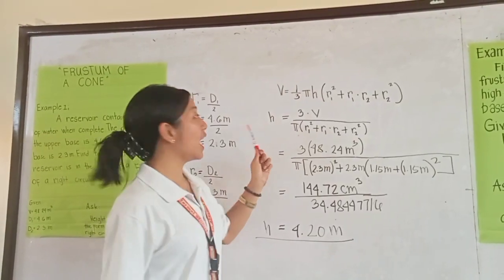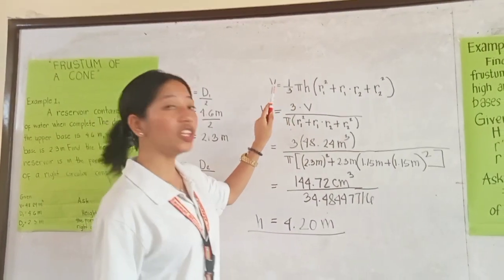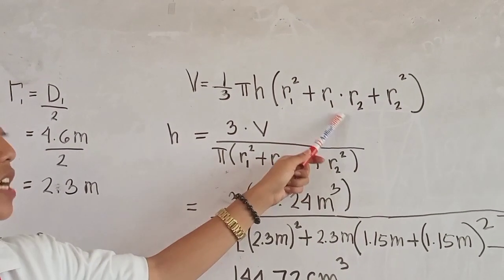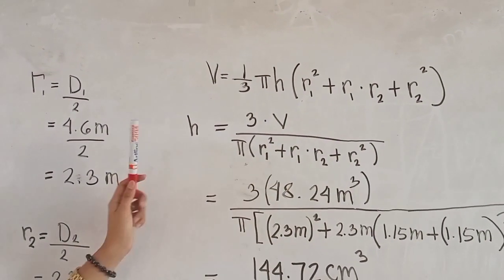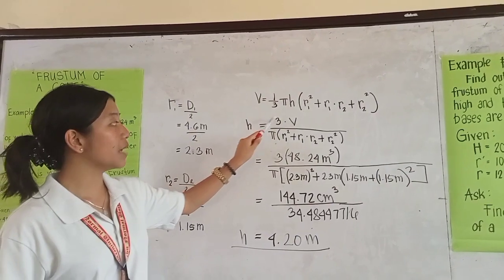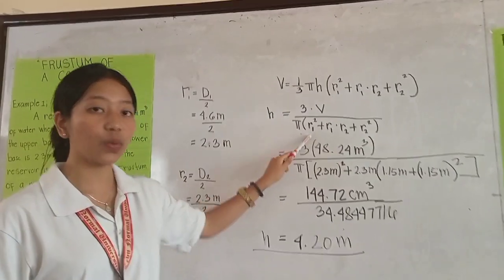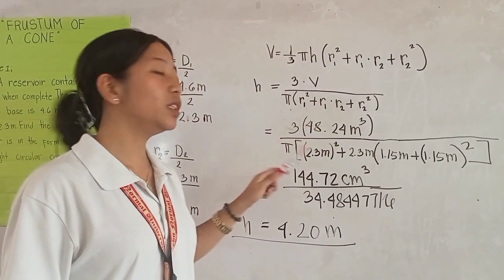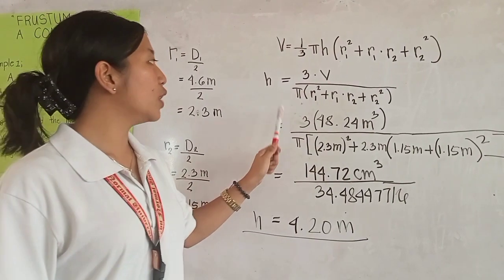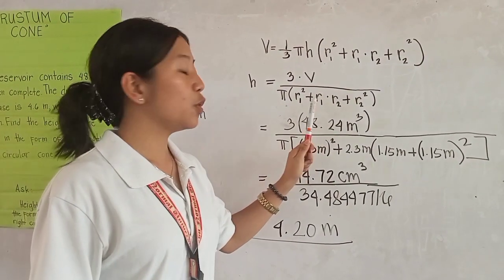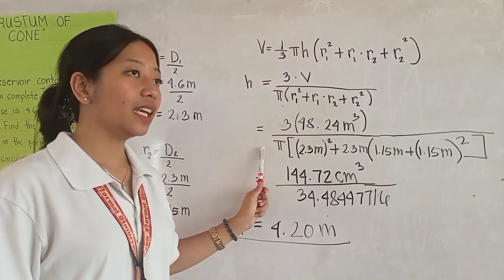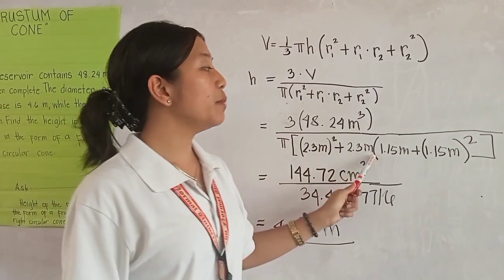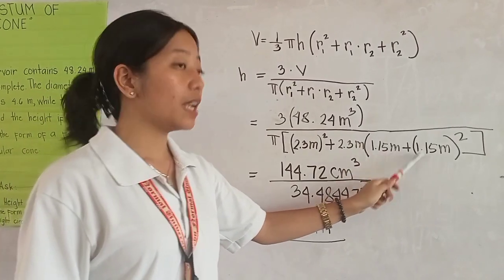In order to find the height, we will use the formula of a volume, which is 1/3 times pi times height times radius 1 squared plus radius 1 times radius 2 plus radius 2 squared. So height is equal to 3 times the volume all over pi times radius 1 squared plus radius 1 times radius 2 plus radius 2 squared. Next, we will substitute. So 3 and our volume is 48.24 cubic meters all over pi times 2.3 meters squared plus 2.3 meters times 1.15 meters plus 1.15 meters squared.